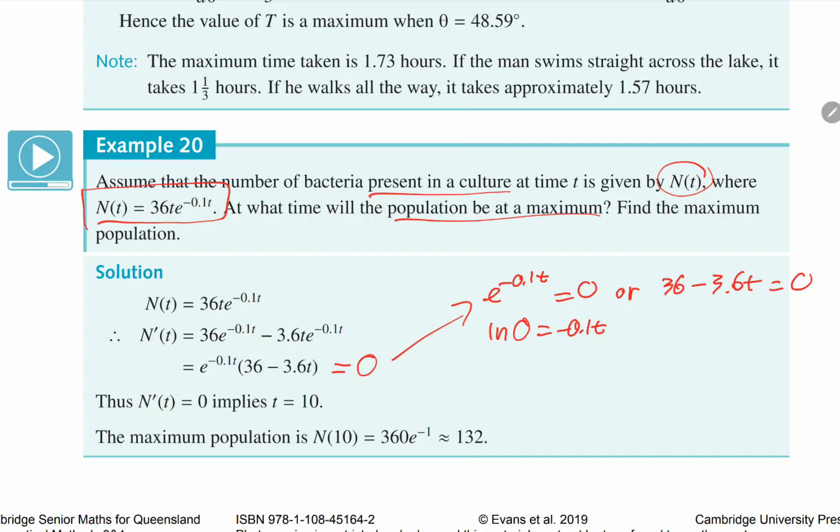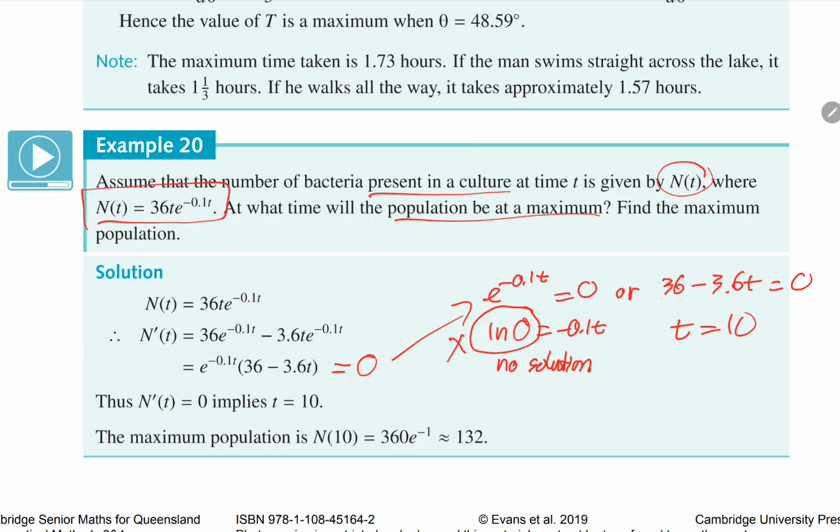And that is where you are wrong. Wait, there's no solution for that one. No solution. Why? Because you can't take log of 0. Oh yeah, you can't. That's why no solution. And on the other side, when you solve it, you get t equals 10.